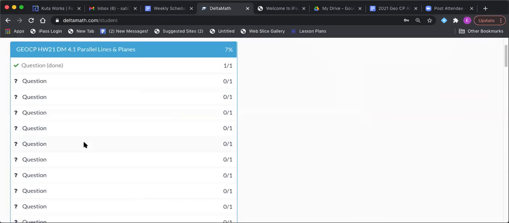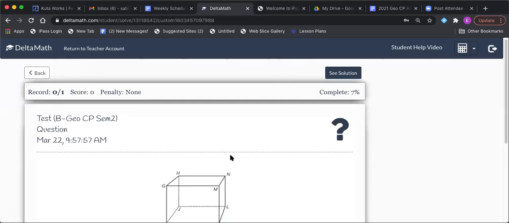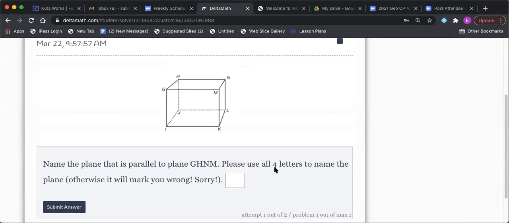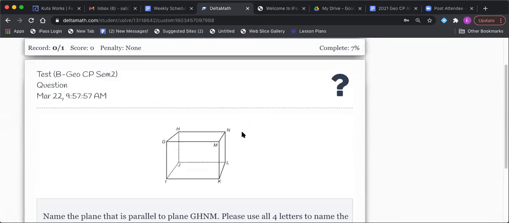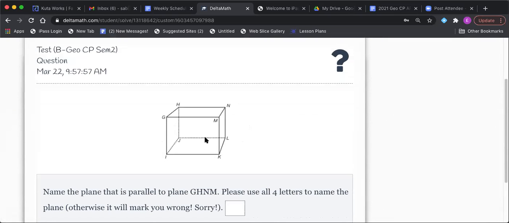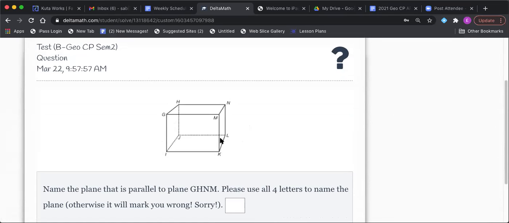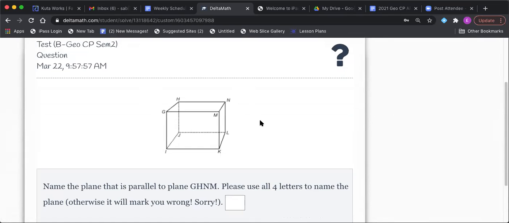So I'm going to jump ahead here. Let's try just this one. What's this asking me? Name the plane that is parallel to GHNM. Please use all 4 letters to name the plane. Okay. Oh, I'm glad I picked this one because normally you only need 3 letters to name a plane. You don't need 4. However, I remember because I made this. The only way to make sure that it'll take it in any order was that you needed all 4 points. I couldn't have some with 3 and some with 4. It was a mess.